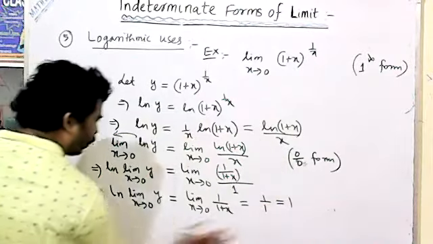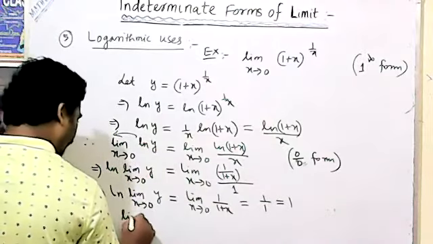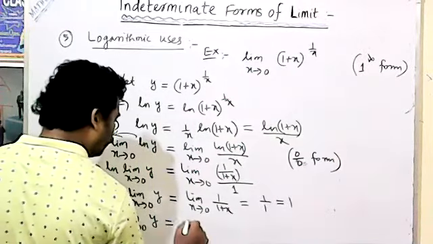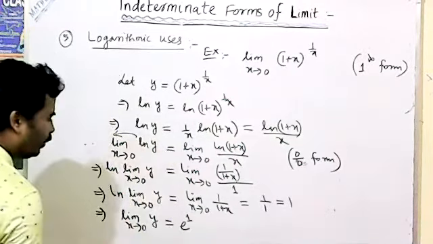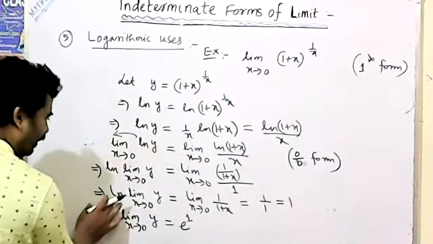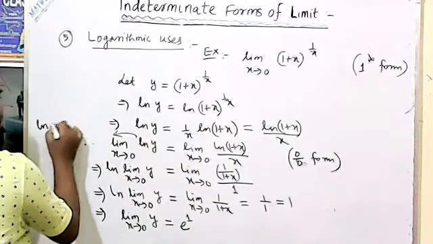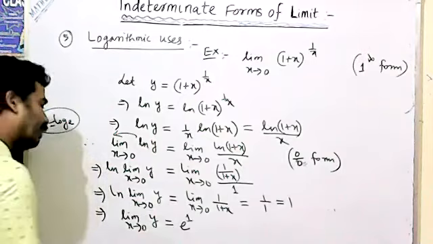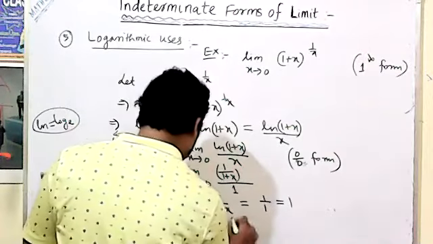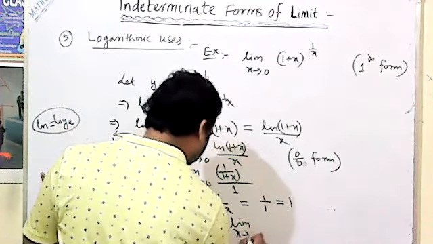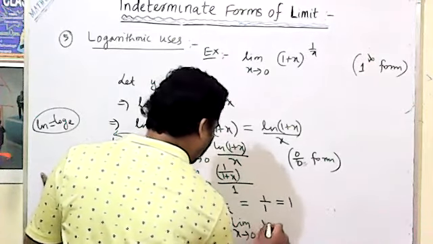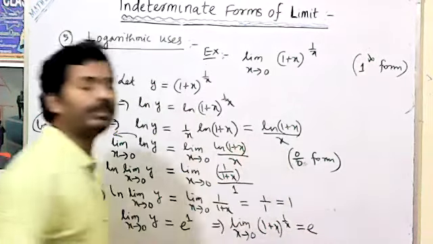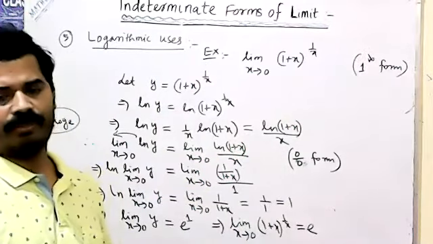Here the log comes to the right side, that means the limit as x tends to 0 of y is equal to e to the power 1. Here ln means log base e, so that's why the base comes to the right side as a base. This way we can find the value of the limit of (1 plus x) to the power 1 by x, which is equal to e.